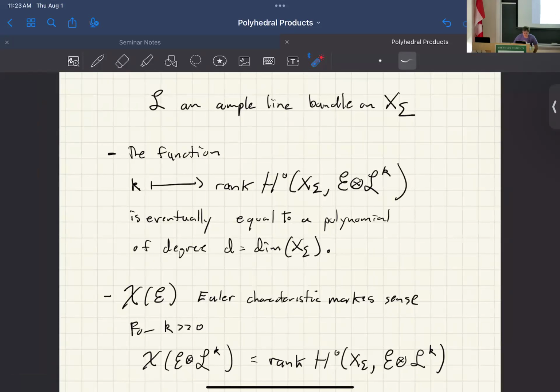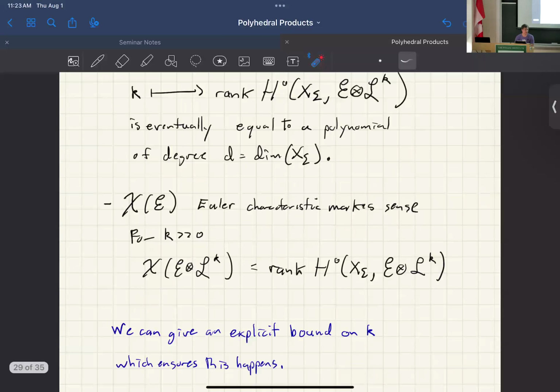So if you take the function that sends a non-negative integer k to the rank of the global sections of the bundle you get by tensoring your toric matroid bundle with the kth power of your ample line bundle, that will eventually coincide with the values of a polynomial of degree equal to the dimension. And this is an Ehrhart theoretic kind of thing. You can think about it like that. The Euler characteristic makes sense for a toric matroid bundle.